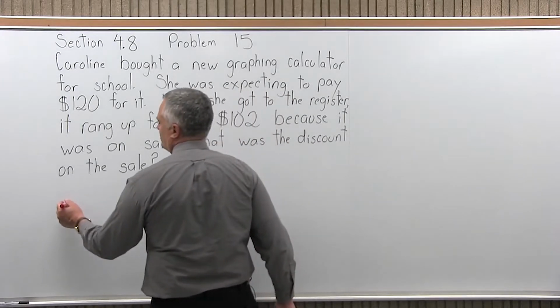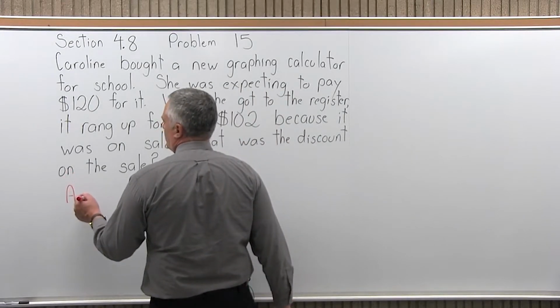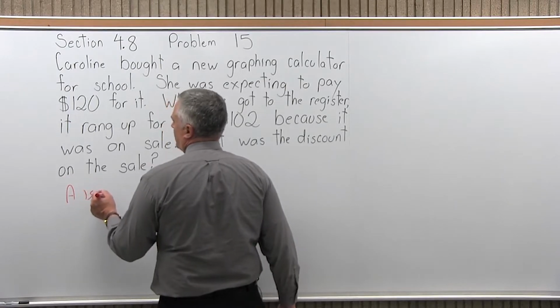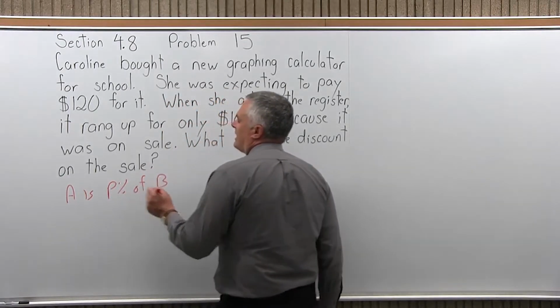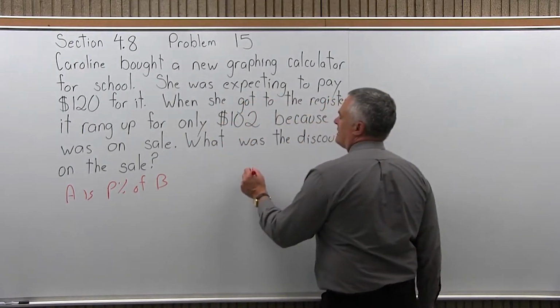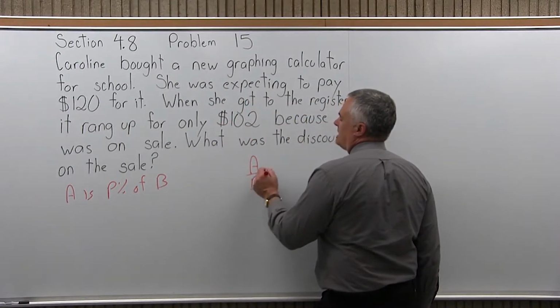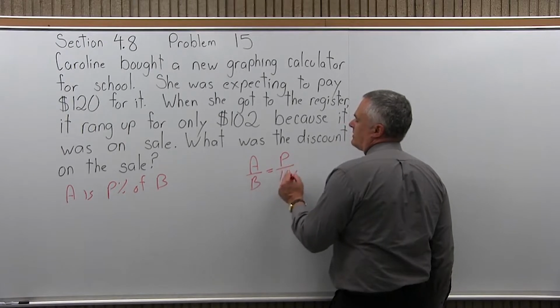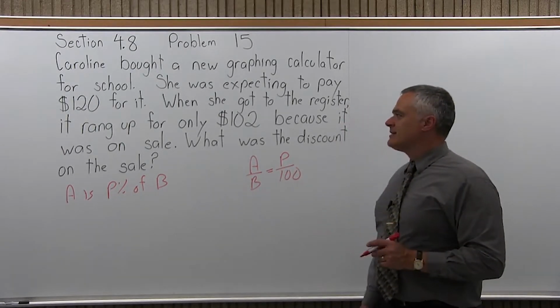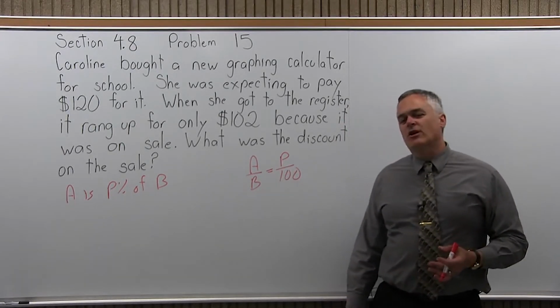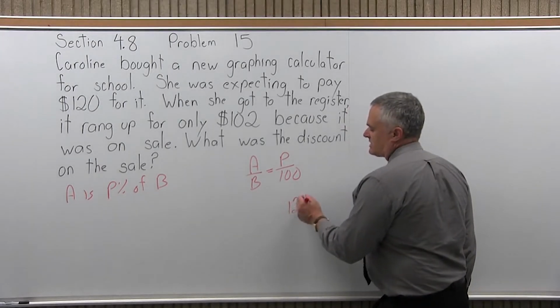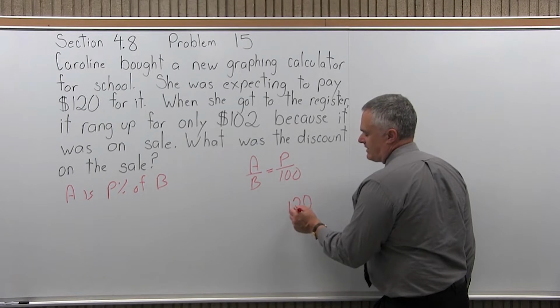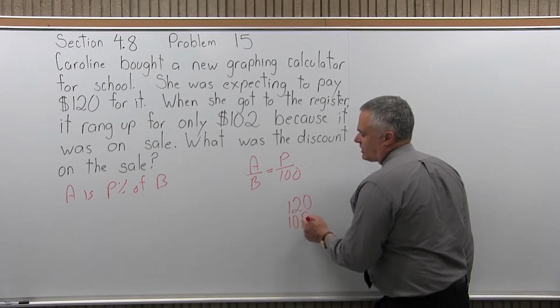So what I'd like to do is rewrite the important parts of the problem in the format A is P% of B. And if I can get it in that format, then I'll apply the formula A over B equals P over 100. So basically, how much did she get off on the calculator? It was $18 off, right? Because she was expecting to pay $120. She got it for $102.